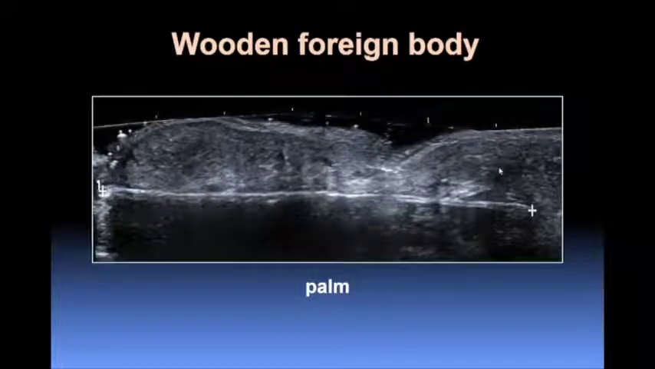This was an interesting case. I don't know why this person decided to embed a toothpick in the palm of their hand, but they did. You can see it goes from here all the way over to here. And fortunately, they missed all their vascular structures, their tendons, and nerves. So it was just sort of embedded there.